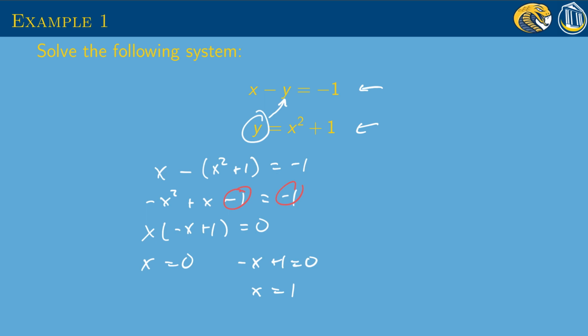Plugging x equals 0 into this first equation, we have 0 minus y equals -1. That is, y equals 1. And plugging the x equals 1 in, 1 minus y equals -1. Therefore, y equals 2. This gives us two solutions, (0, 1) and (1, 2). Notably, we do actually get the same thing in this case if we plugged it into this equation. So to be safe, we should always check by verifying that these solutions in fact satisfy both equations. But often the linear one is enough.